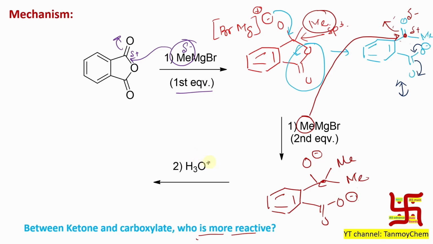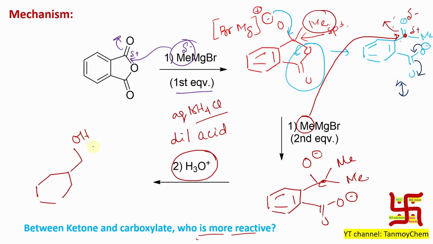Now in the next step, upon workup, H3O plus. By the way, what is meant by H3O plus? Generally it means dilute acid at ambient condition, or you can say dilute hydrochloric acid, dilute sulfuric acid, like that, or sometimes even aqueous ammonium chloride is used. Now why is this? Your product is a tertiary alcohol. Let's look here: this is OH attached to this carbon with 2 methyl groups.